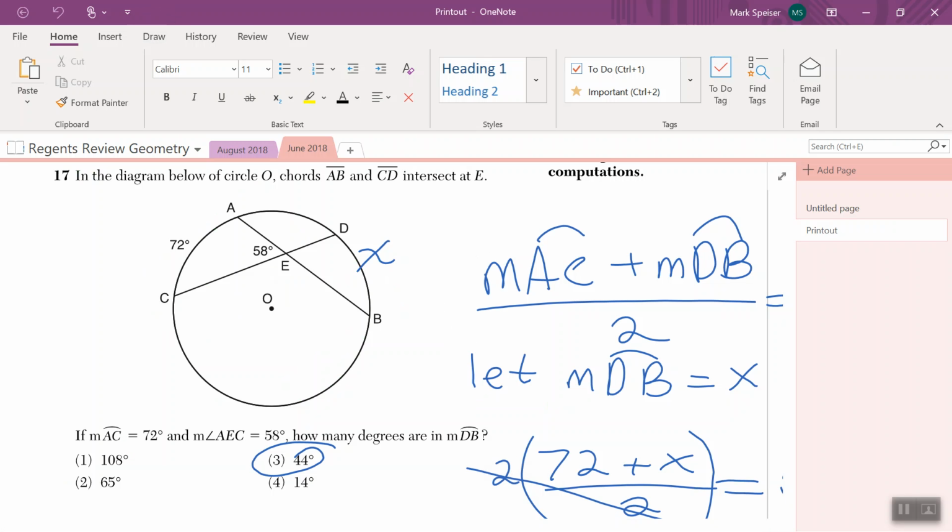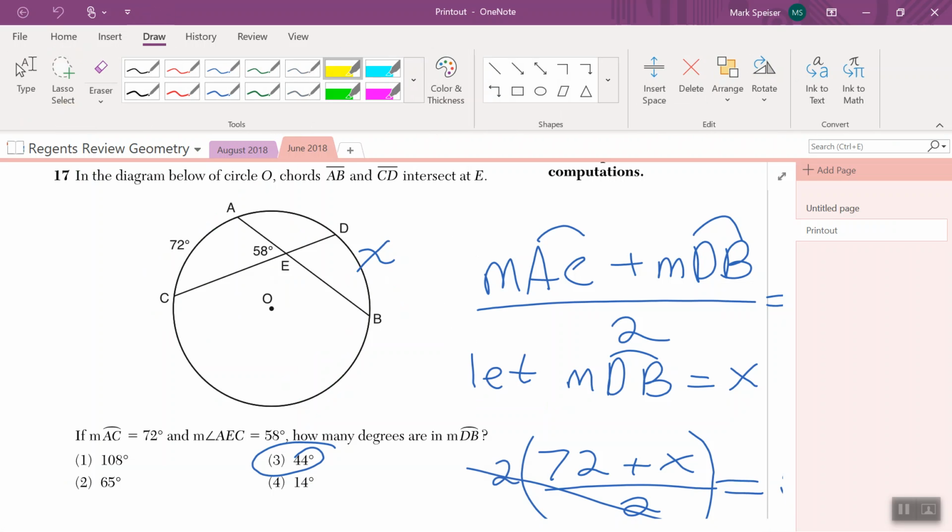Question 17. In the diagram below, a circle O with chords segment AB and segment CE intersect at point E. The measure of arc AC is 72 degrees. The measure of angle AEC is 58 degrees. How many degrees in the arc DB? Okay, so in this case, the sum of these two arcs divided by 2 equals the angle inside.